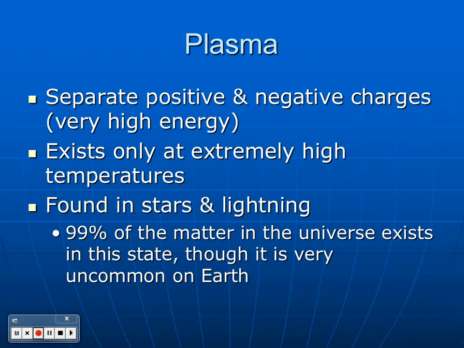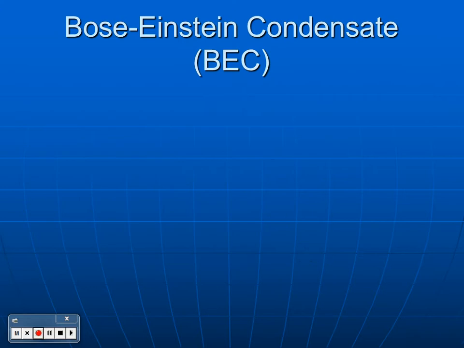So plasma exists at very high energy, very high temperatures. But if we go lower and lower and lower, we actually get a different state of matter. That state of matter is called the Bose-Einstein condensate. You've probably heard of Einstein before. Albert Einstein, yes. Bose is actually an Indian scientist who you don't hear a whole lot about.